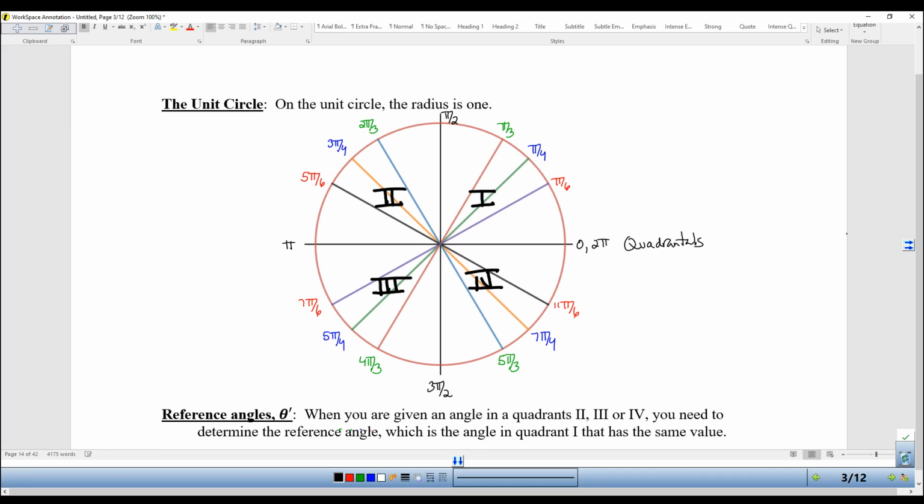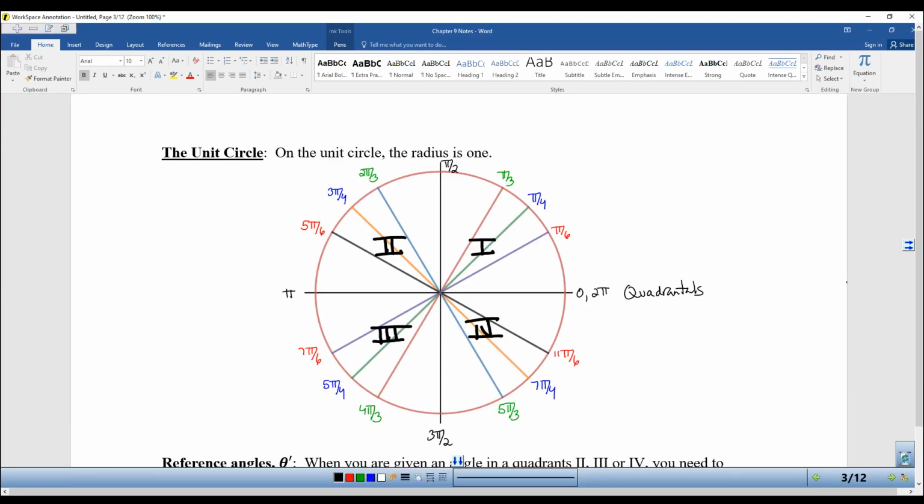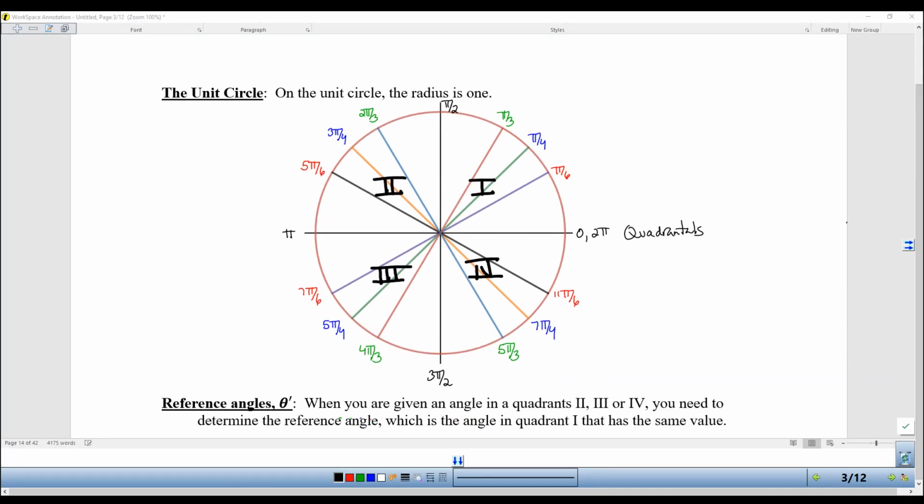So the reason that this works, where we're trying to figure out theta, which is actually over here, but then we used this theta instead, is because of something called a reference angle. We're always going to want to work in quadrant 1. It's just easier. That's where we can make a nice triangle in quadrant 1. So the way we do that is something called a reference angle. When you are given an angle in quadrants 2, 3, or 4, you need to determine the reference angle, which is the angle in quadrant 1 that has the same value.